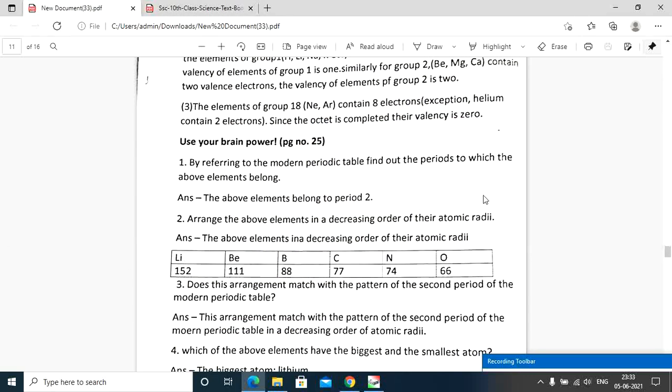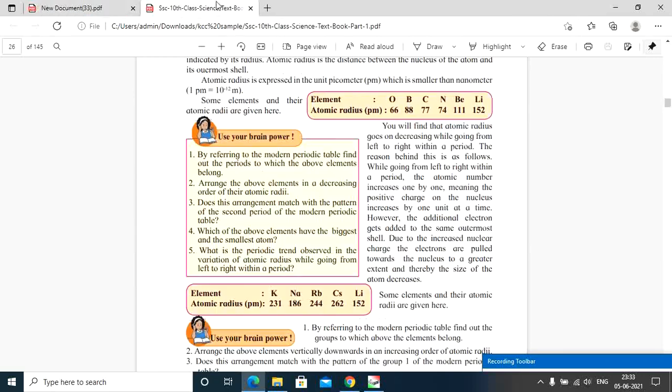Arrange the above elements in decreasing order of their atomic radius. So you have to arrange in decreasing order, start with the highest and then lower. So here is this question and we have to arrange in decreasing order.